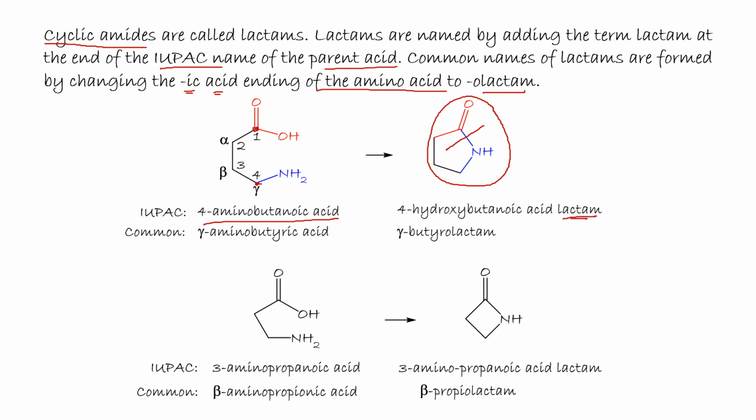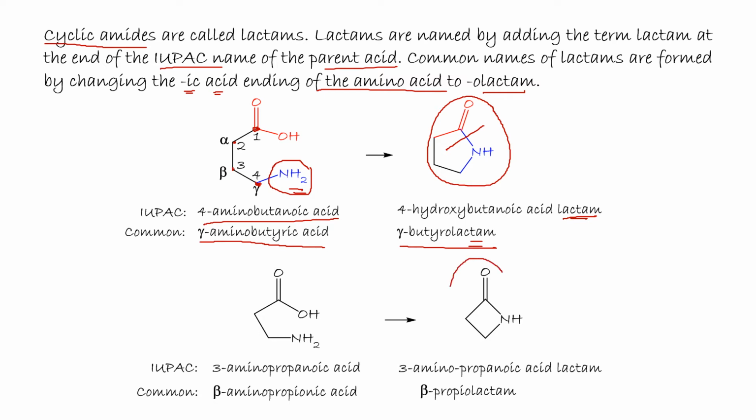What about the common name? The common name here is gamma-aminobutyric acid. Now, naming only the acid, 1, 2, 3, 4, so a butyric acid. So this one will be gamma-butyrolactam. You don't mention the amino because it is part of the name lactam, which contains the cyclic amide.